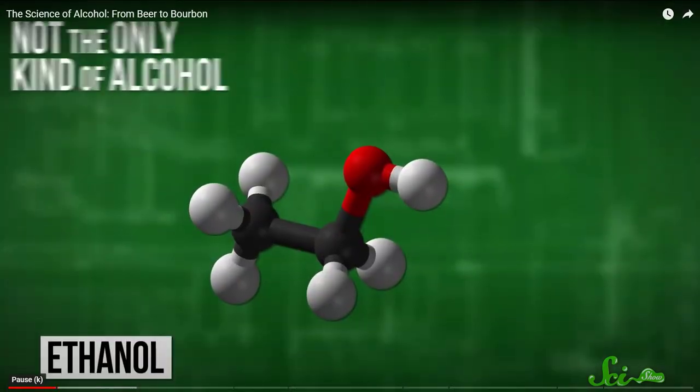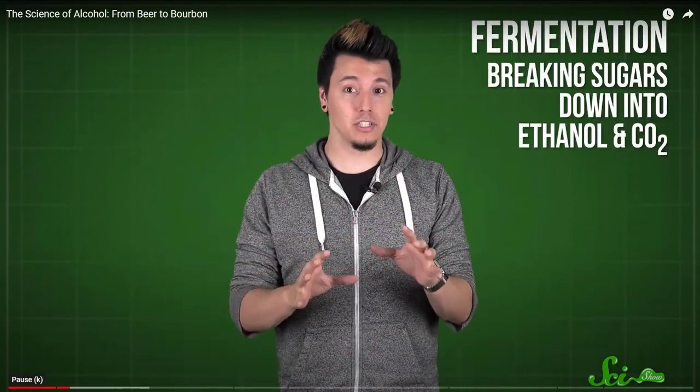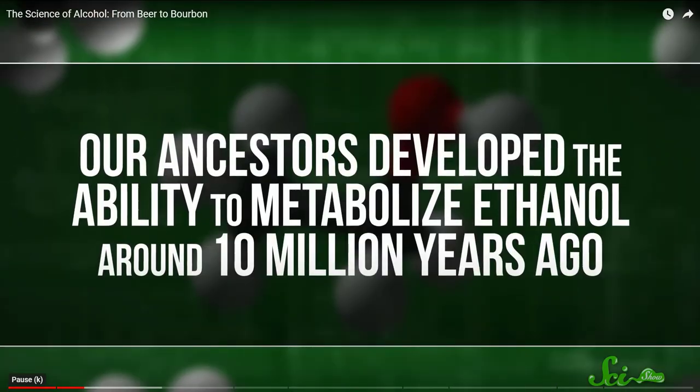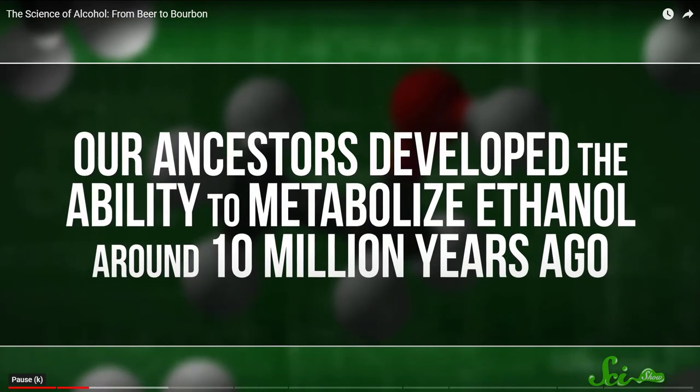The alcohol we're describing today is ethanol, which is actually just one type of alcohol, but it's the only one that's safe to drink in large quantities because we've developed the ability to metabolize, or break down and eliminate, its toxic components. Ethanol occurs in nature thanks to fermentation, the process of breaking sugars down into ethanol and carbon dioxide. And humans and our non-human ancestors have been able to metabolize ethanol for a really long time. From examining our DNA, some scientists estimate that our ancestors developed the ability to metabolize ethanol around 10 million years ago, way before we were mixing our own cocktails.